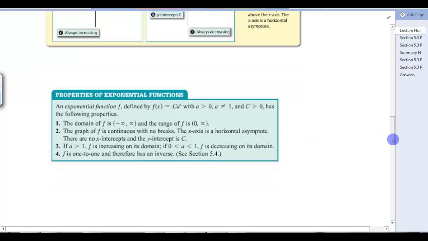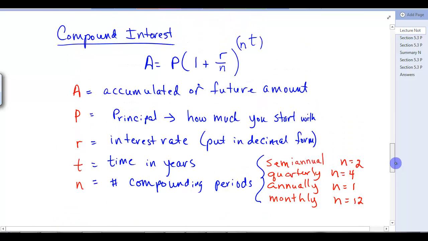Let's see. We can move on to our compound interest formula. This formula is compound interest, and we do have some exponential things going on here. So let's look at this. This is the basic formula. These are what each part means. A is the accumulated amount, or the future amount that you have. Say you put $100 in the bank today. What are you going to have a certain time from now? How much is going to accumulate?